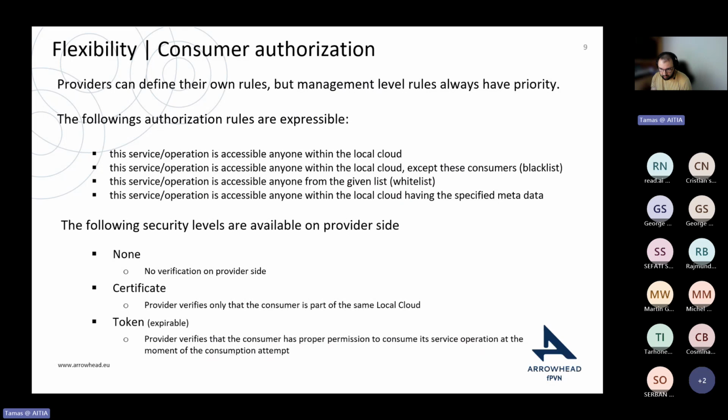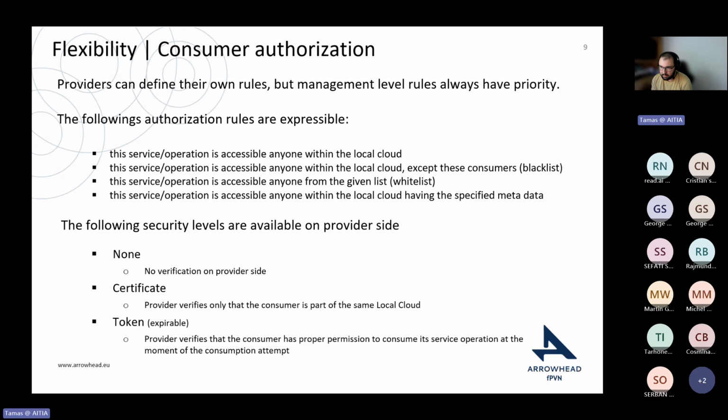On the provider side, the provider can choose between 3 different security levels. First, they can say that there is no security check on my side, so no verification happens on the provider side when the consumer attempts to consume its service.